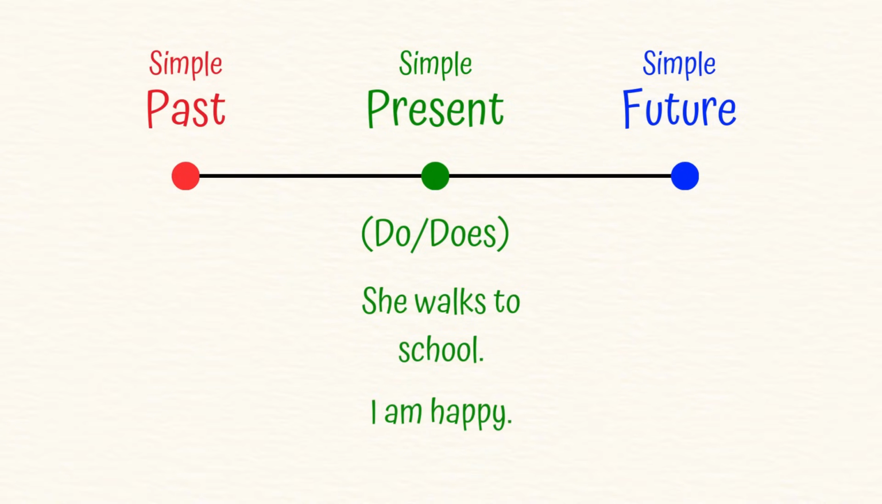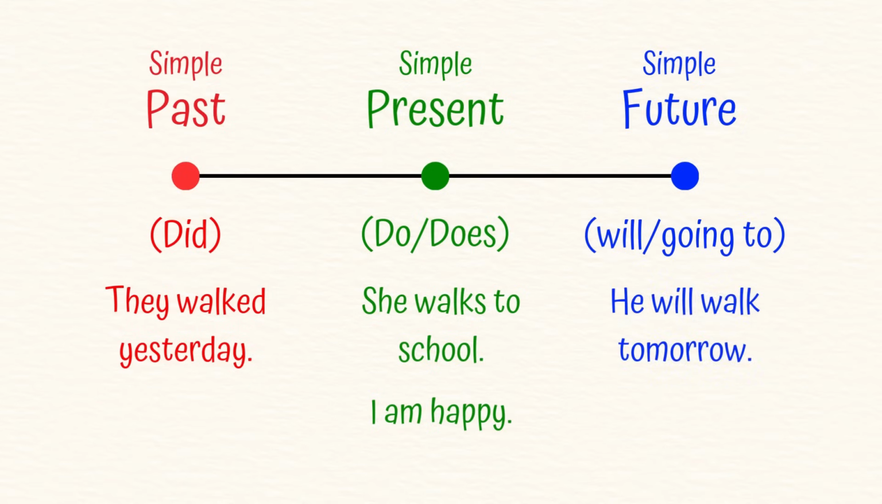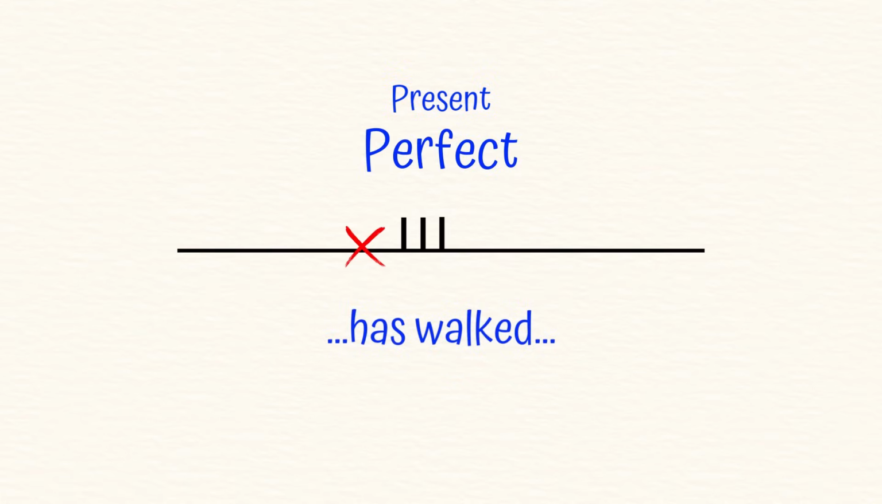Or state verbs, I am happy. Simple past, did. They walked yesterday. Simple future, will, going to. He will walk tomorrow. As you advance, you learn continuous is walking, perfect, has walked, and more.